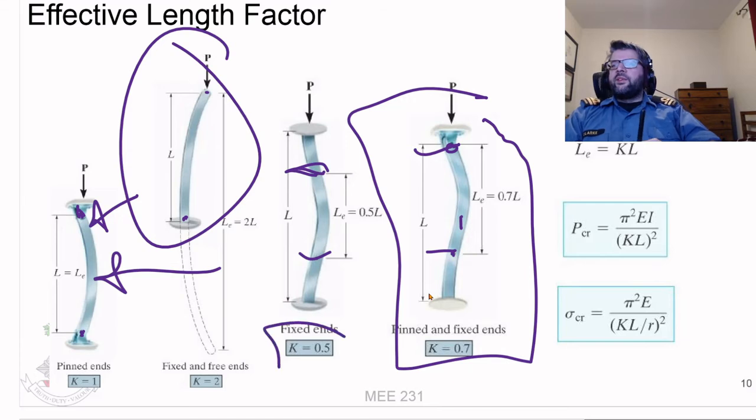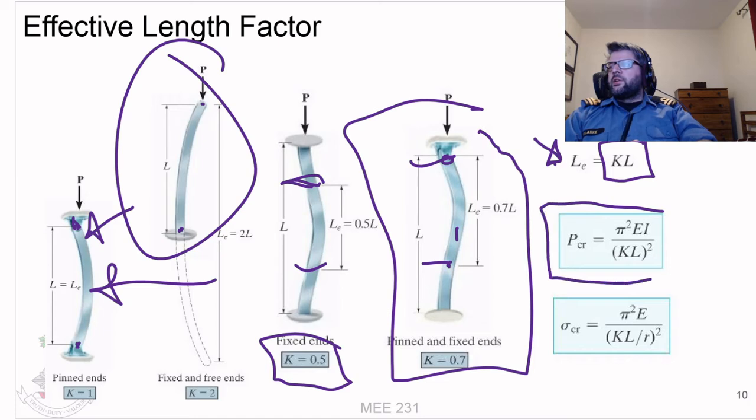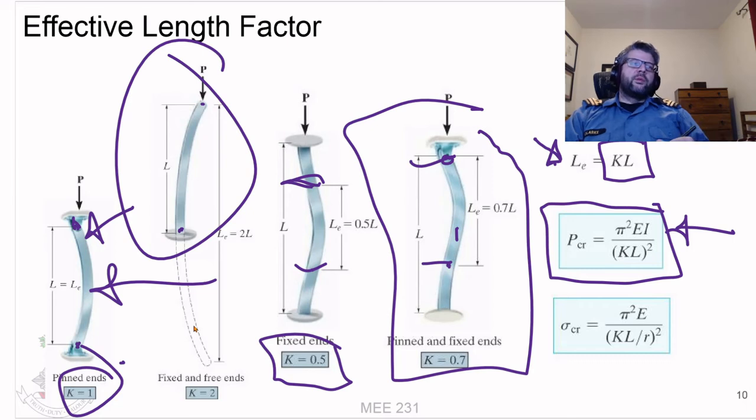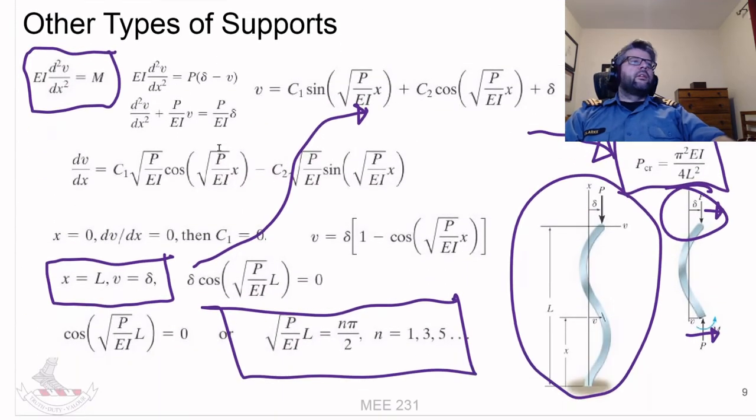So we use what we call a k-factor here. We plug the k-factor into the original critical load formula that Euler developed, and that was the solve for this. If we're in the original scenario for the pinned ends, then k is equal to 1, so once we plug in k equals 1, that's equal to the original formula. Whereas if we plug in k equals 2, the k ends up getting squared, so we end up with pi squared EI over 4 L squared, which again is what we calculated up here.